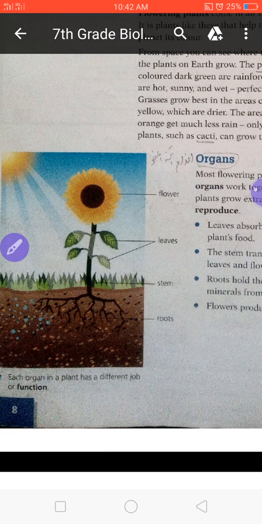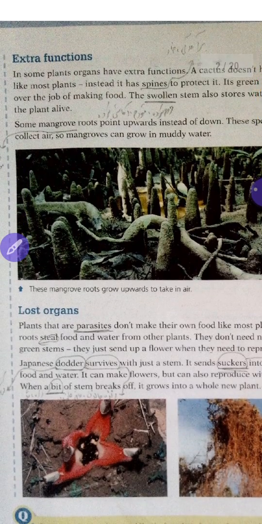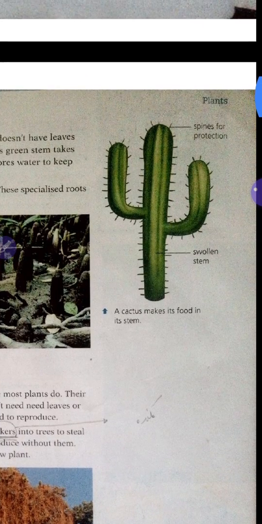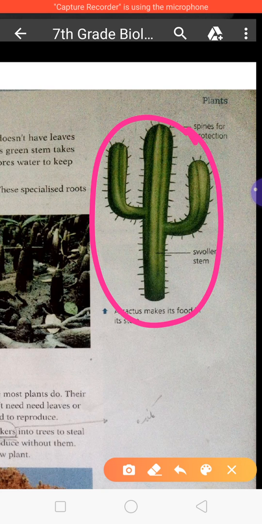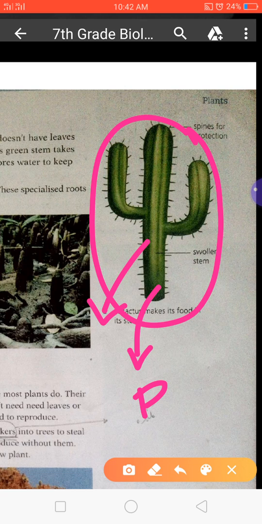Let's describe some extra functions of the different organs of the plant, like you can see in these two pictures. Look, this guy is cactus. It grows in areas where there is not enough water for it. So it stores food instead of transmitting food, and it can also do the process of photosynthesis to produce food. This is actually the function of the leaf, but this guy is doing this. It's a stem, so this is an extra function for it.